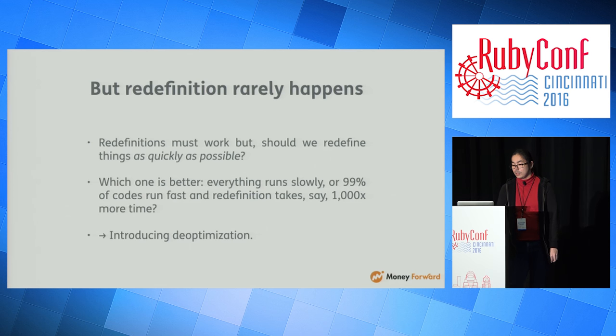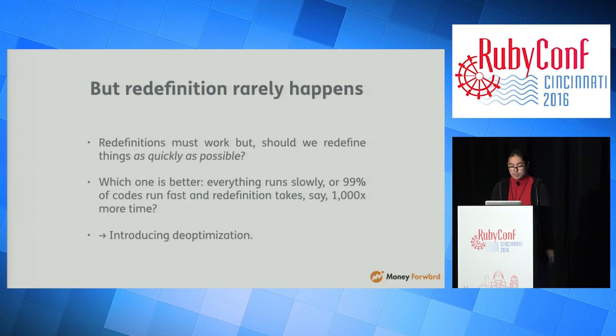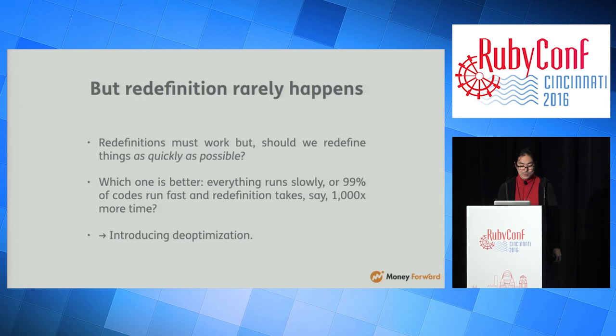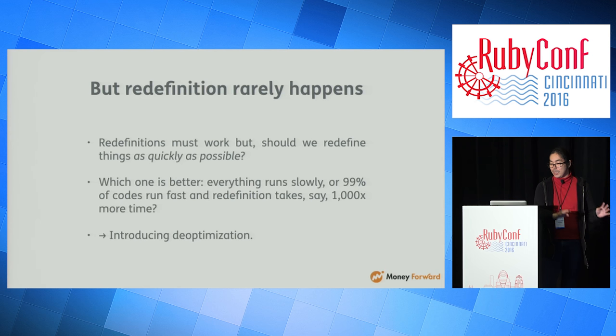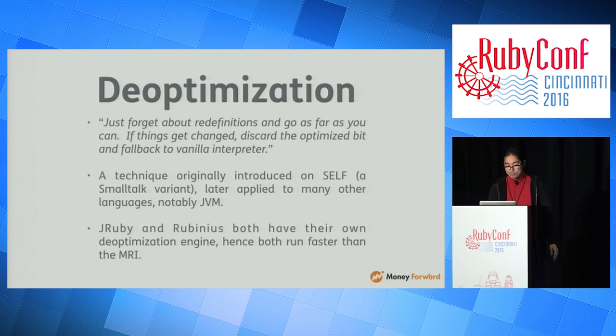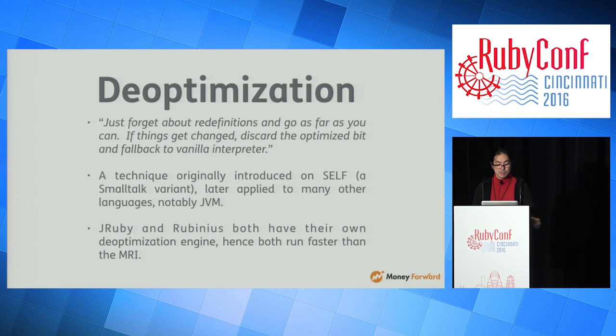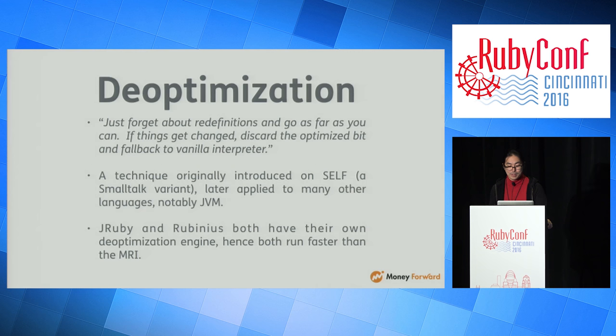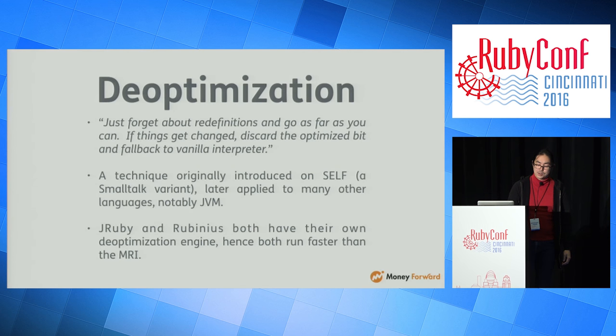That being said, redefinitions are rare, kind of. 1+2 is arguably 3 every time. People are not able to break your first grade numbers. So, of course, redefinitions are part of Ruby's features, so they must work if they do. But the problem is, should they really work fast? So I'd like to introduce a mechanism called deoptimization. Let's just forget about redefinitions, because they won't happen. And only when they do, we then stop and throw away everything to fall back to naive evaluation. This is actually an overhead, so it makes redefinitions slower. But like I said, redefinitions are rare. It works mostly fast.